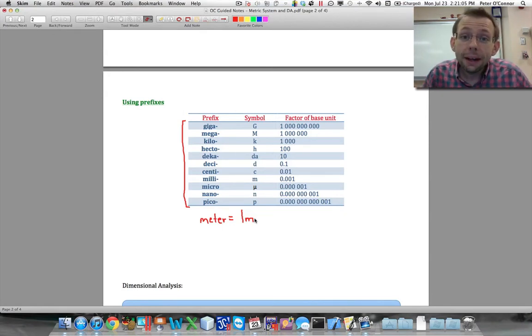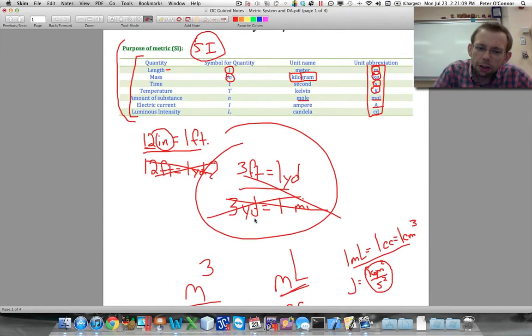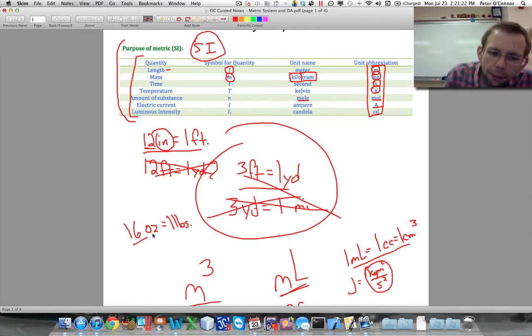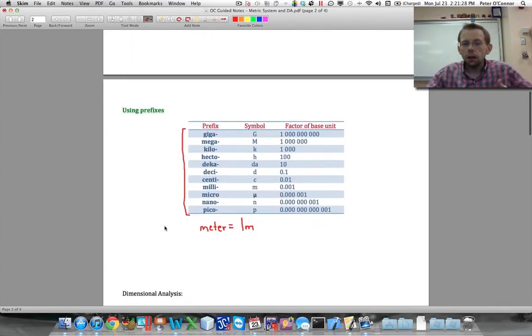The cool thing about metric is, back here where you had all these weird numbers, let's say we wanted to go from ounces to pounds. How many ounces are in 1 lb? Okay, well, that's 16. Holy crap, another number that doesn't coincide with any other number. Americans. Okay, I'm an American too, by the way.